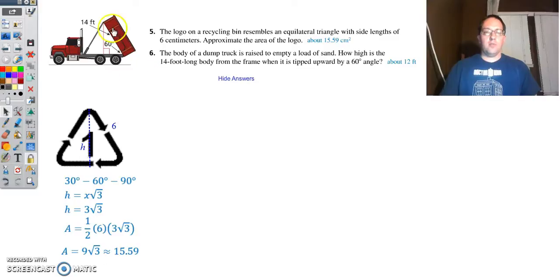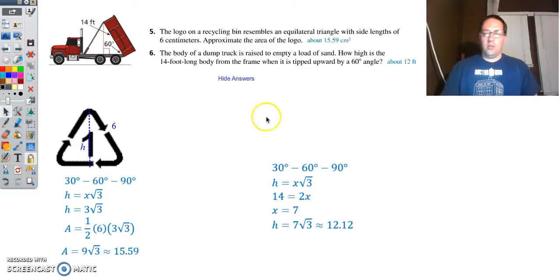All right, question 6, we've got a dump truck. Want to know how high is the tip of this dump truck here when the angle is 60 degrees. So again, this is 60 degrees, so we've got a 30, 60, 90 right triangle there. We are looking for the long leg again. So we've got to know what that short leg is. Short leg is half of the hypotenuse. So that means the short leg is going to be 7. And so 7 times the square root of 3 is about 12.12.